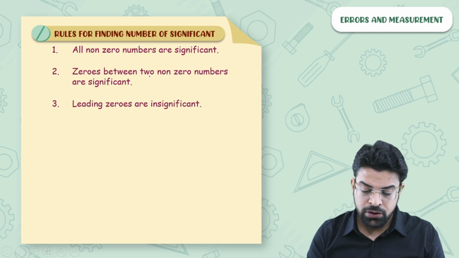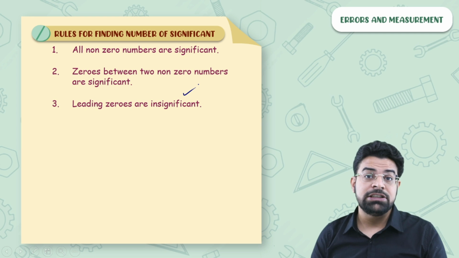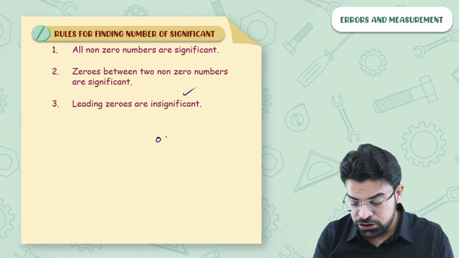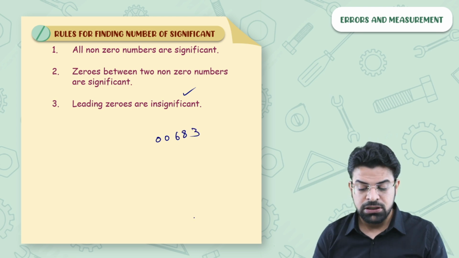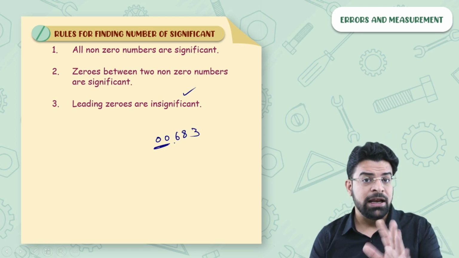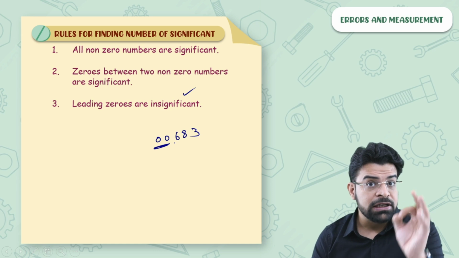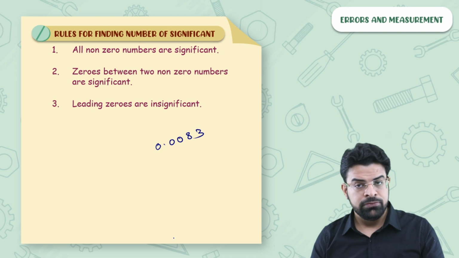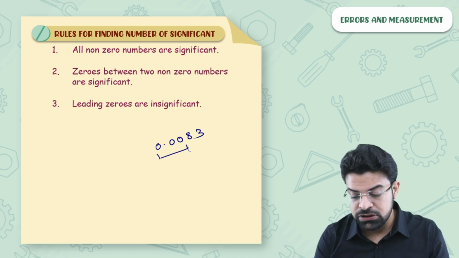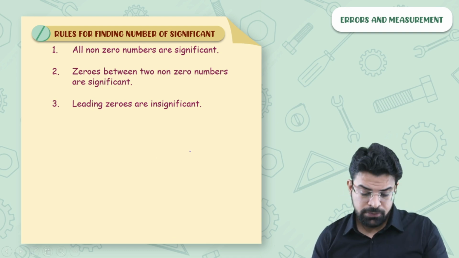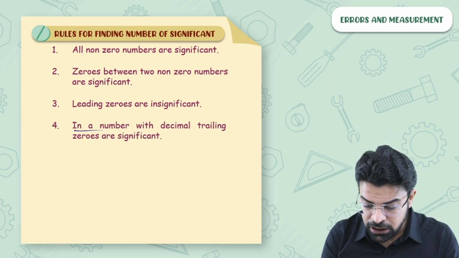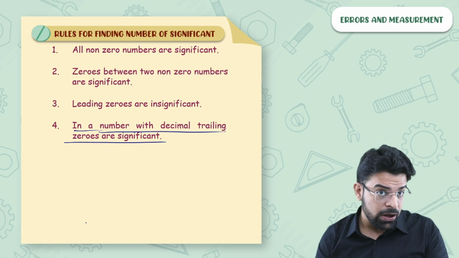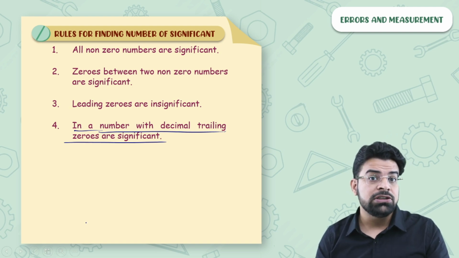The third rule: leading zeros are insignificant. If I have got the number 00683, then these leading zeros do not make any sense. If you have the number 0.0083, then also the leading zeros are insignificant. Next, in a number with decimal, the trailing zeros are significant.